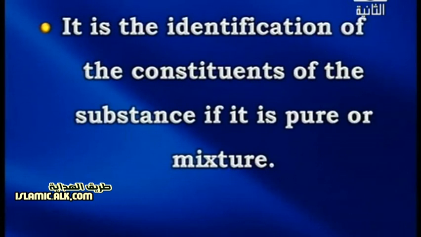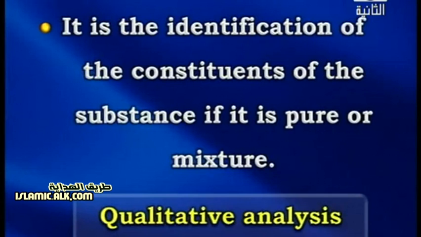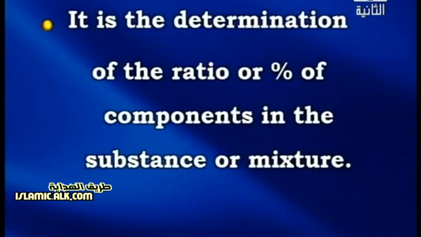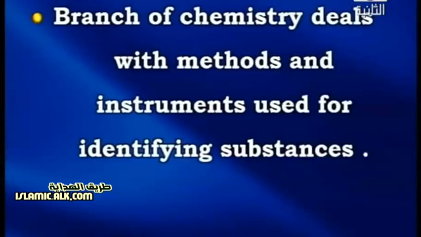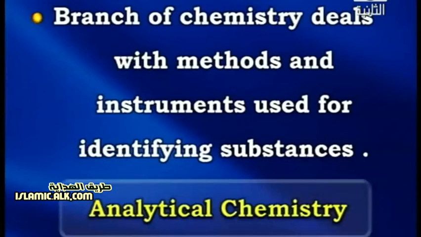Next type of questions, write the scientific term. It is the identification of the constituents of a substance, whether it is pure or a mixture. It will be qualitative analysis. Next point, it is the determination of the ratio or percentage of components in a substance or mixture. The answer will be quantitative analysis. Next point, the branch of chemistry that deals with methods and instruments used for identifying substances. It will be analytical chemistry.